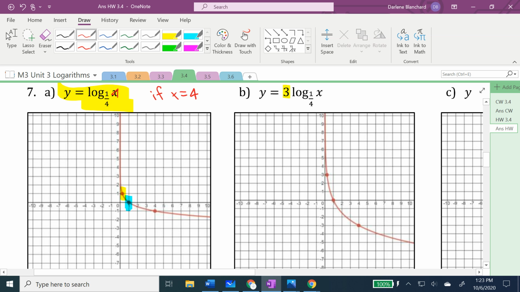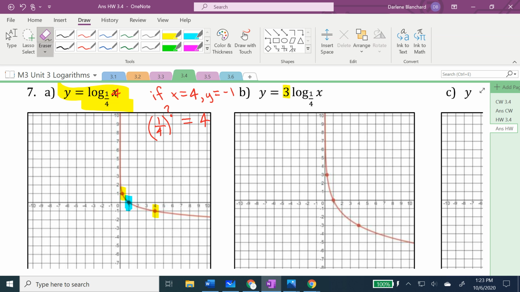If I plug 4 into that x, what is the answer to that logarithm? So what exponent does 1/4 need to have in order to get out an answer of 4? Yep, -1. So if x equals 4 on this parent graph, y is equal to -1, that's an easier point to plot than trying to plot the fractional 1/4, 1. And that makes it easier to stretch the graph with multiplication.